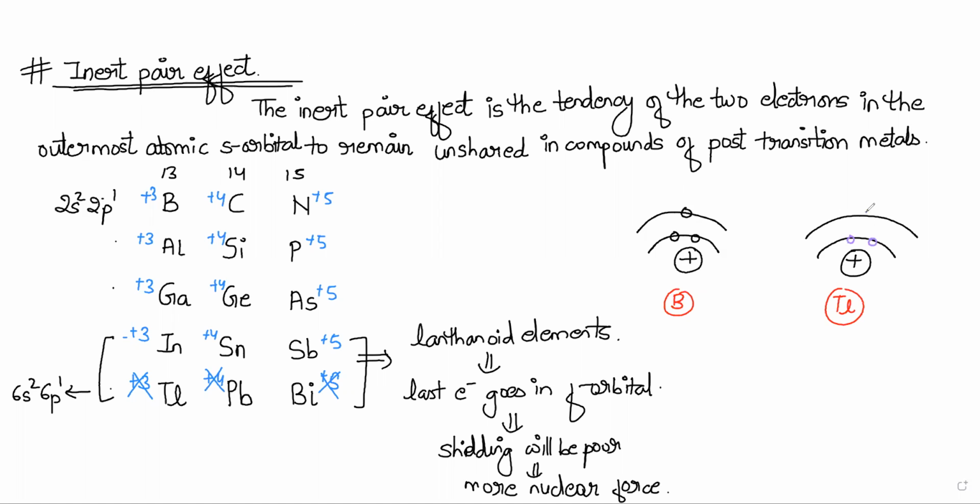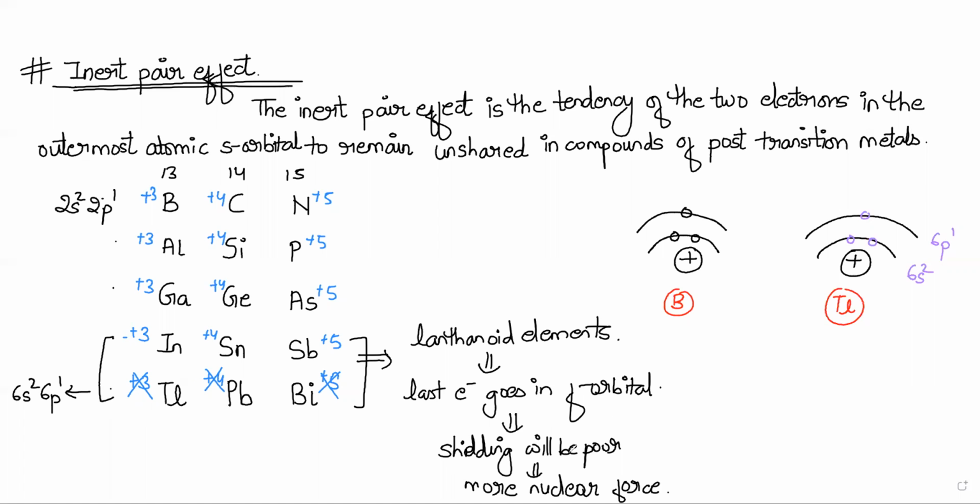2 electrons and 1 electron. This is 6s2 6p1. Okay, so we have seen that as we go down the group, the shielding effect increases. But here the f orbitals are involved, and due to the involvement of f orbitals, the shielding effect is very less.